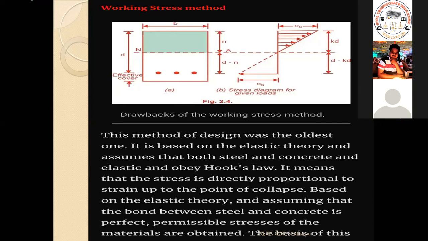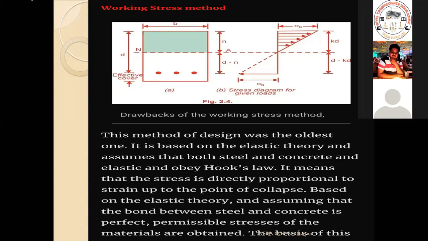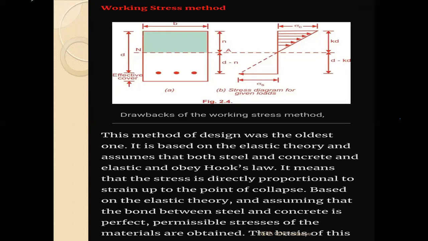Oh, larger design method. Why is it larger? Because Hooke's law says that if the stress is increased, then strain is also increased. That is, stress upon strain gives you Young's modulus.